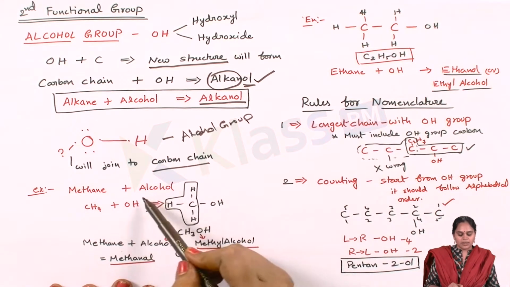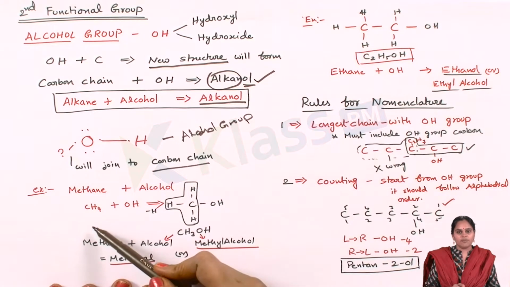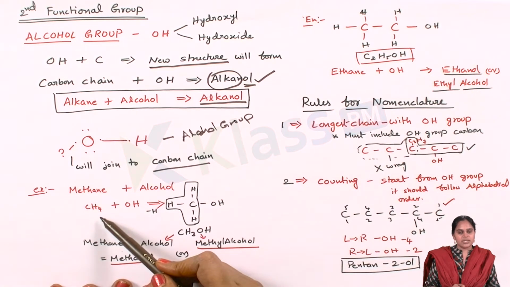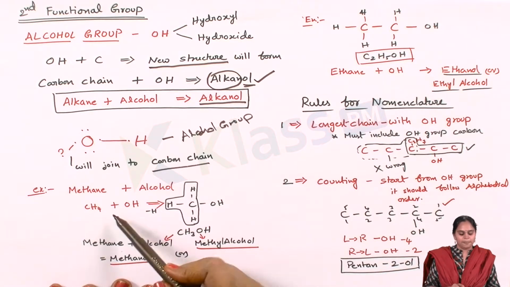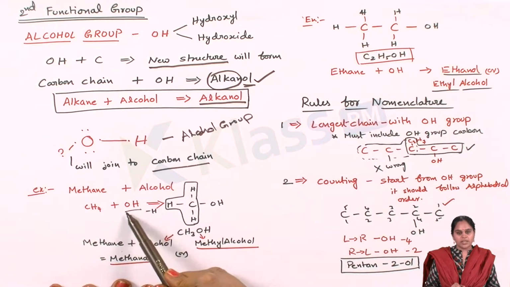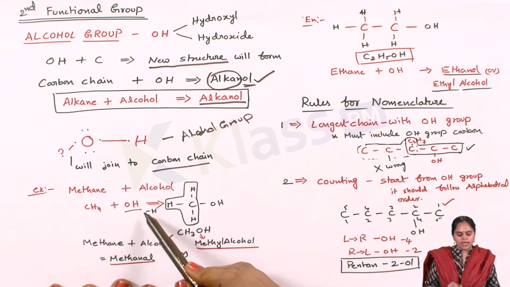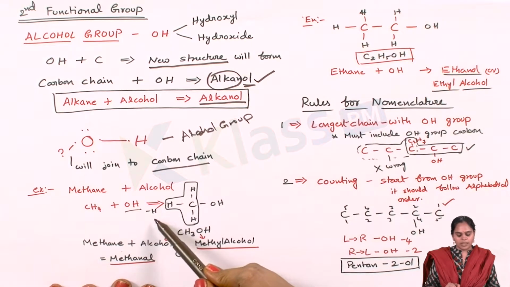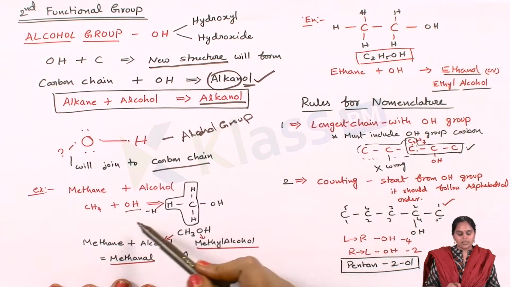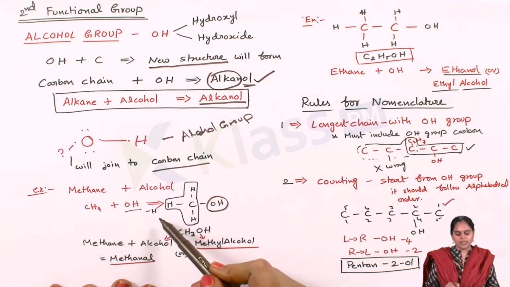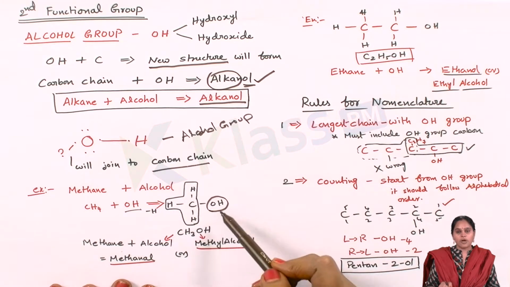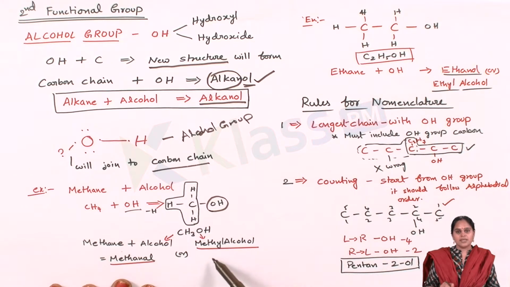When methane is combined with alcohol, the methane formula is CH4 with single bonds, 4 hydrogens to fill the 4 valencies. Then CH4 plus OH, that is alcohol, is added. Then one hydrogen will be removed from here, and instead of hydrogen OH will be added. Here CH4 minus H, then CH3OH will be formed. This is methyl alcohol, or methanol.